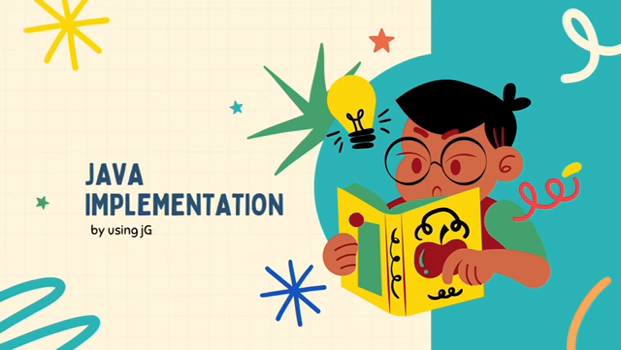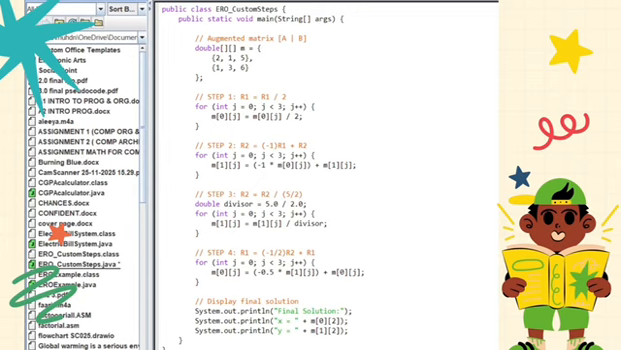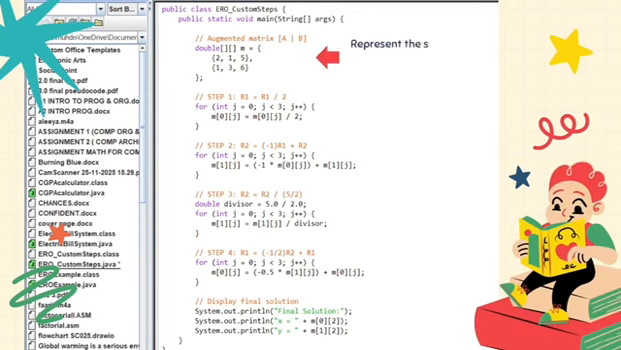Java implementation by using JGraphT. Represent the system as a matrix. The system of linear equations is stored in a 2 by 3 augmented matrix.